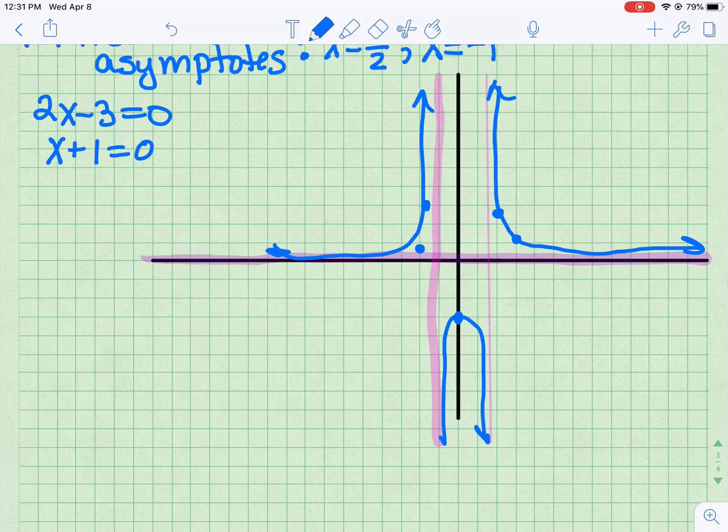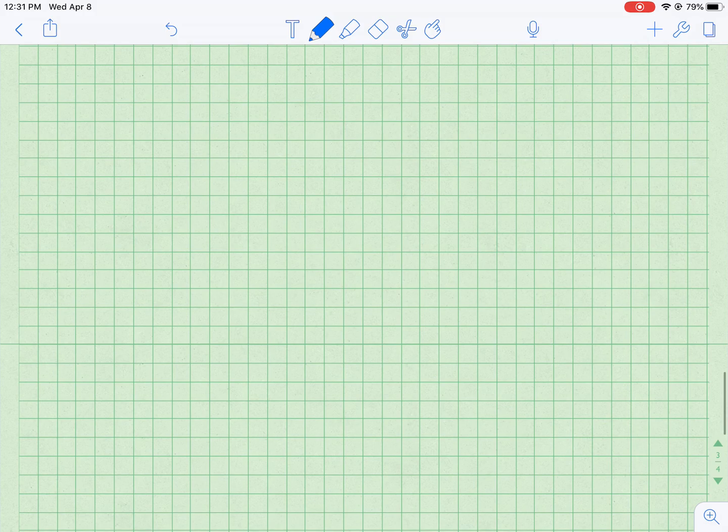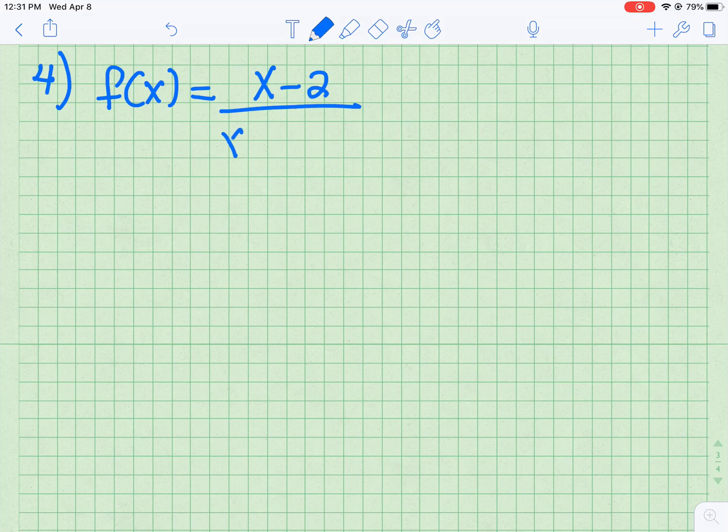All right, let's do one. If we do number 4, that has everything in it. You want me to do number 4? Yeah. Okay. So number 4 is f of x equals x minus 2 all over x squared plus x minus 6.